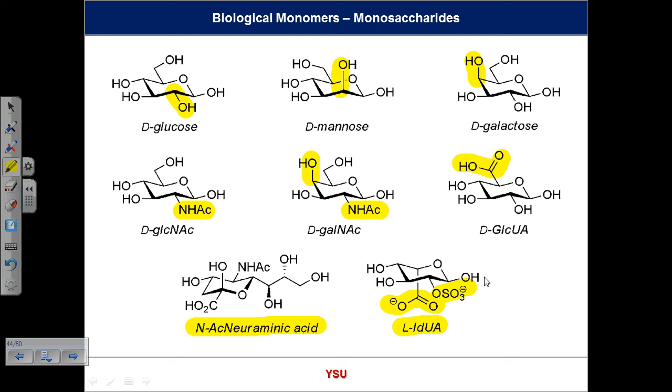Now, we're getting better at this. Carbohydrate chemists are getting much better at doing this, but this is kind of the third final frontier in terms of synthesis. We can automate making RNA and DNA. We can use polymerase chain reaction, PCR.